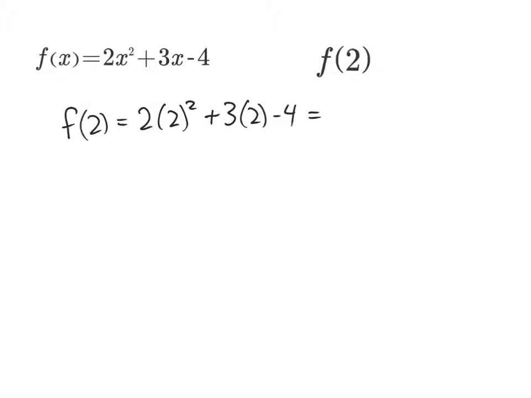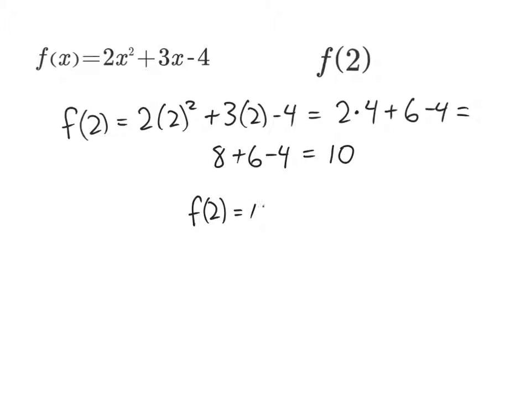So now I just do some algebra. I end up getting 2 multiplied by 4. You got to do order of operations, and exponents come before multiplication. Plus 3 times 2, which is 6, minus 4. And this equals 2 times 4, which is 8, plus 6 minus 4, because multiplication comes before addition. So 8 plus 6 is 14, minus 4 is 10. So what that means is f of 2 is 10.